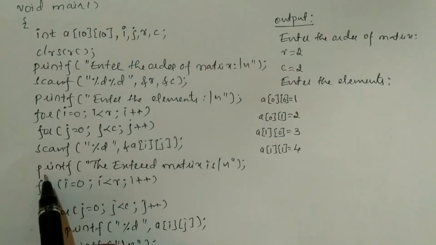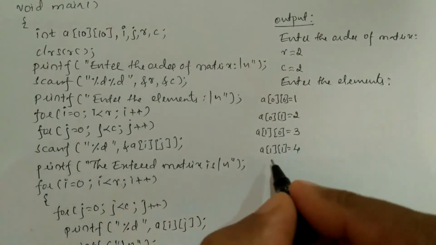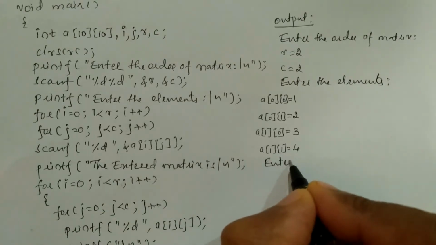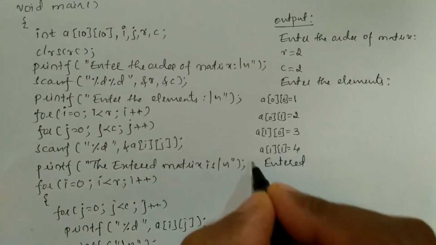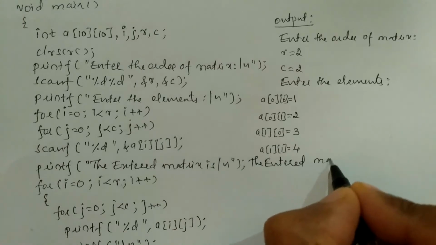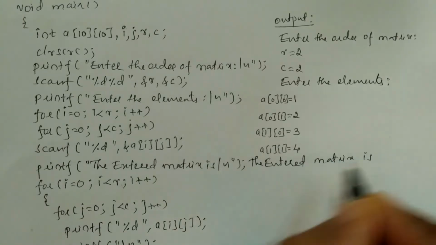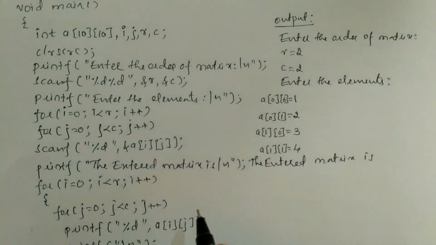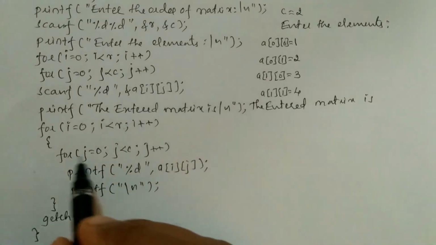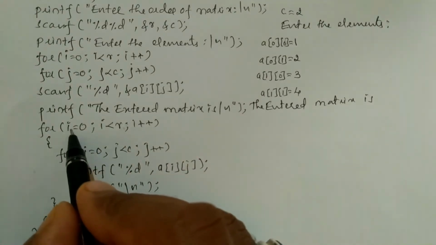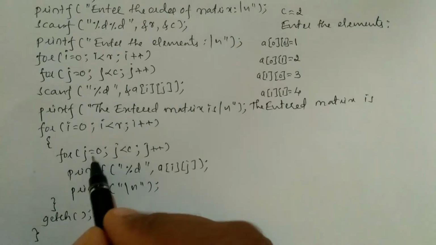statement. What it is going to print? The entered matrix is. So I'm going to write here the entered matrix is. Because of this backward slash n, cursor comes down to the next line, and here for I is equal to 0, j is equal to 0.